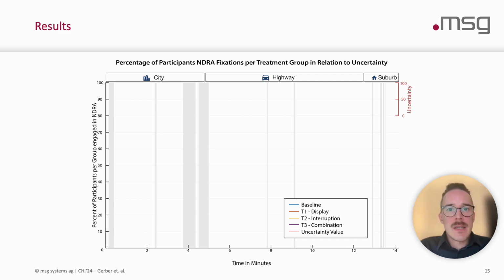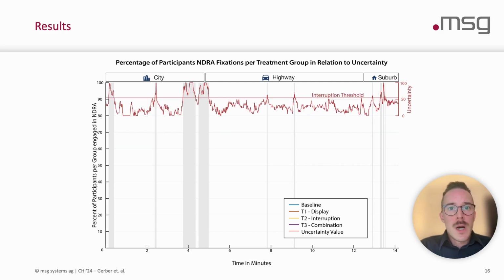On the x-axis is the time of the collected drive. As reference, you see the top of the driving areas: city, highway, and suburban. On the right y-axis in red, you see the value of the uncertainty over time and the threshold that triggered the interruptions in the interruption conditions. On the left y-axis, you see the smooth overall percentage of the eye gazes of the treatment group that has gazed towards the NDRA in percent.